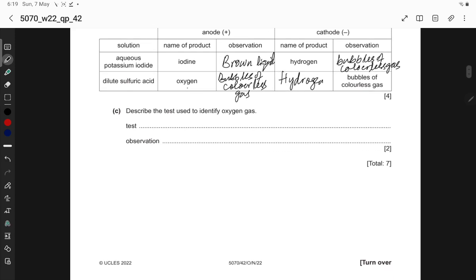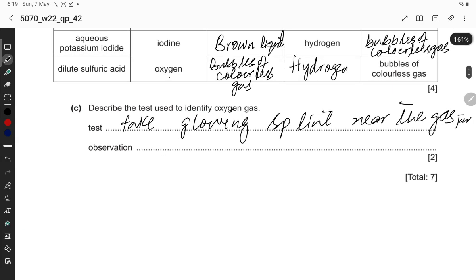Describe the test used to identify oxygen gas. Take a glowing splint near the gas jar. Observation: oxygen gas relights the glowing splint.